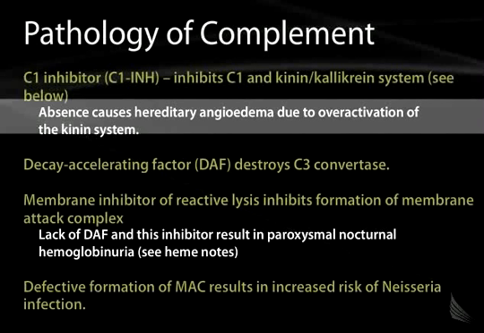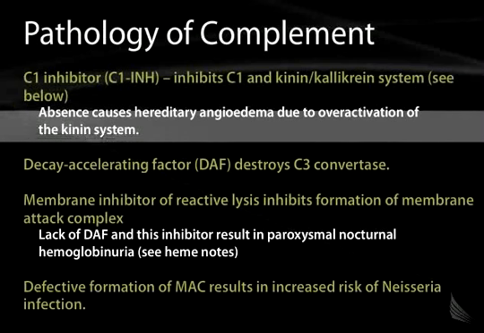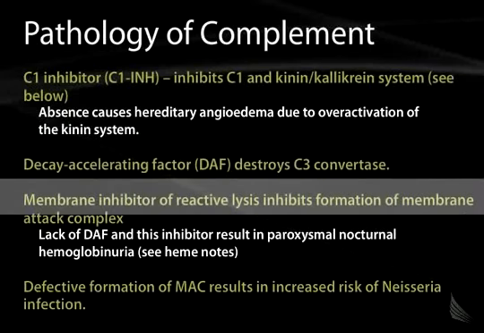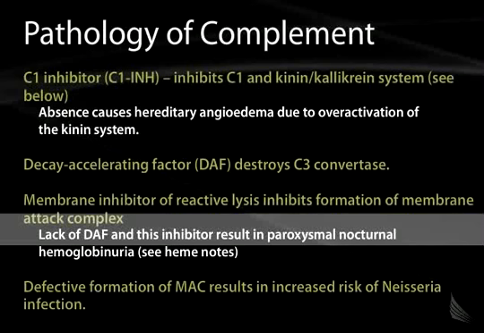In addition, there's two proteins, one called decay accelerating factor and another called membrane inhibitor of reactive lysis. And these are on the surface of cells. The decay accelerating factor destroys the C3 convertase. It blocks the cleavage and activation of C3. The membrane inhibitor of reactive lysis inhibits the formation of the membrane attack complex. And those sit on normal cells of the body and prevent complement from being activated and destroying our own cells. In hematopathology, we'll learn about a disease called paroxysmal nocturnal hemoglobinuria, which results from the absence of decay accelerating factor and the membrane inhibitor of reactive lysis, leading to a hemolytic anemia.